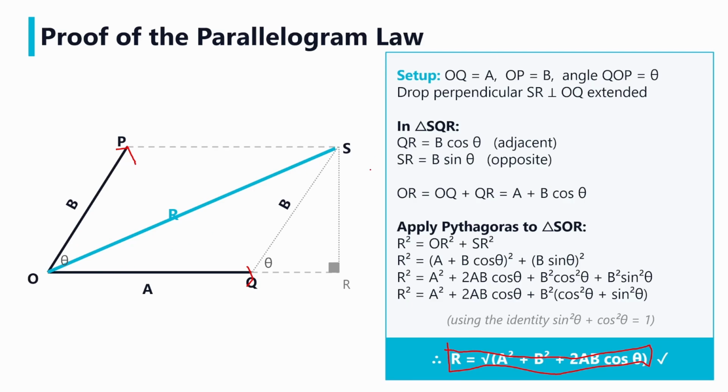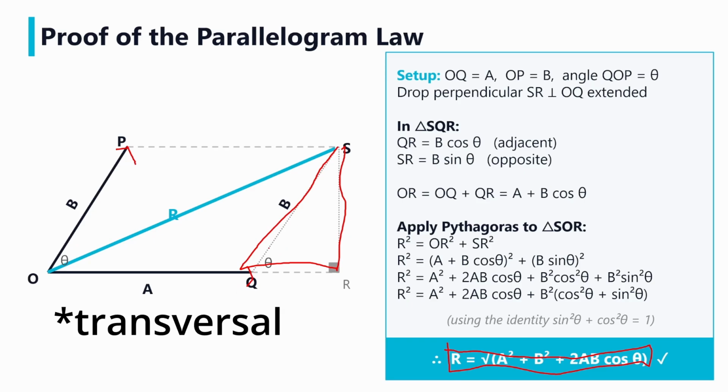And let's draw a perpendicular. So SR is perpendicular to OQ, right? Because the angle here is 90 degrees. So in SQR, this triangle, the first principle to note is that theta here is the same. Why? Because they're corresponding angles. These lines are parallel, right? It's a parallelogram. So if you draw a tangential, look at this, the same angle. So we can derive that QR is B cosine of theta.